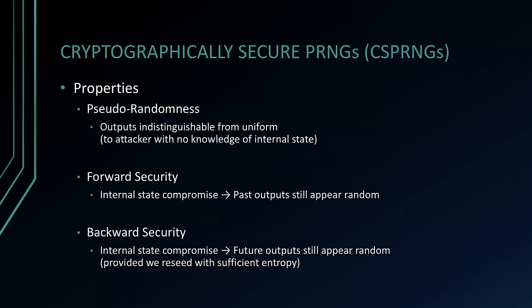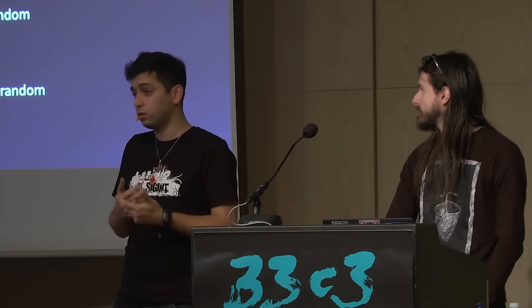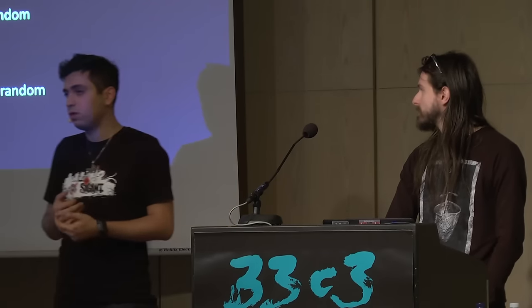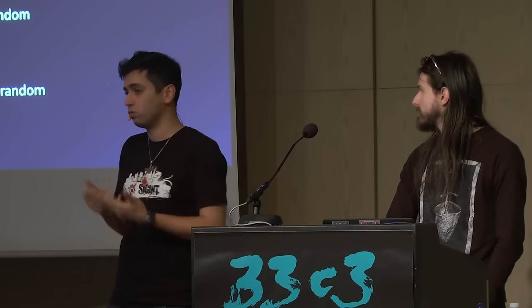So, because of that, we have secure random number generators. And those usually have three properties. First of all, the output must be indistinguishable from uniform. And they must have forward security, which means that in case the internal state of the system is compromised, the past outputs must still appear random. And again, backward security as a feature, which is that if the internal state is compromised, the future output still must appear random, provided that the reseeding is done with sufficient, good quality entropy.